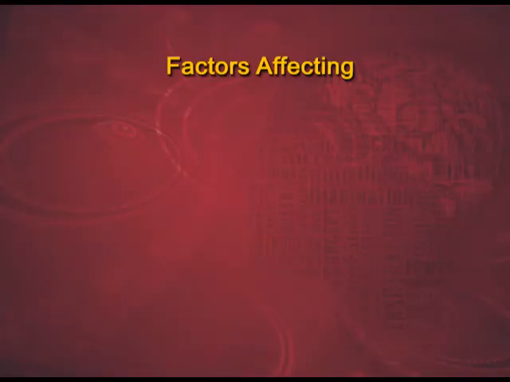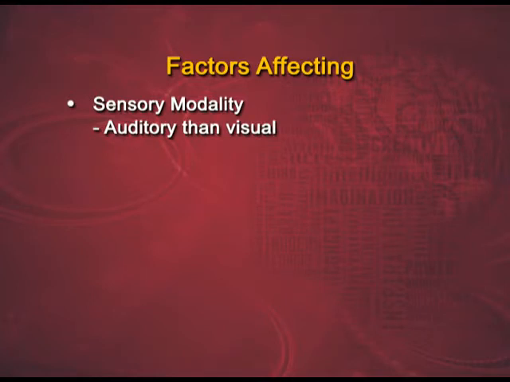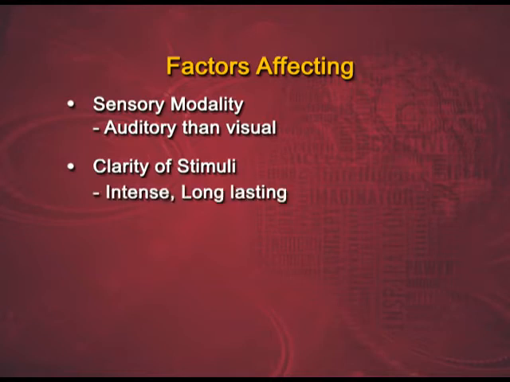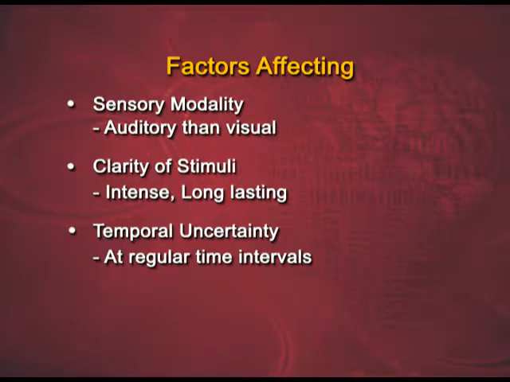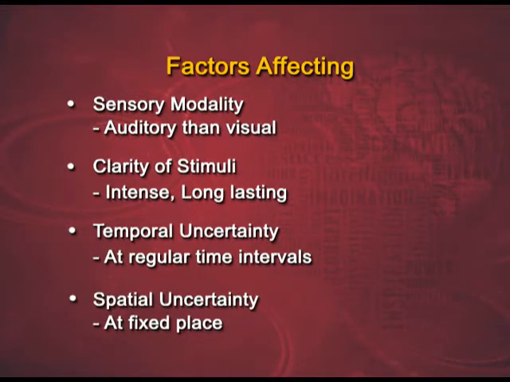The factors that affect sustained attention are sensory modalities. It is said that auditory stimuli are attended to more than visual stimuli. Then the clarity of stimulus. Experiments have shown that intense and long-lasting stimuli are more useful for sustained attention than weak stimuli or stimuli that last for shorter durations. Temporal uncertainty and spatial uncertainty are other factors affecting sustained attention. Things that occur at regular intervals of time and things that occur at fixed places are attended to for a longer duration than things that come for very brief intervals or occur at random places.